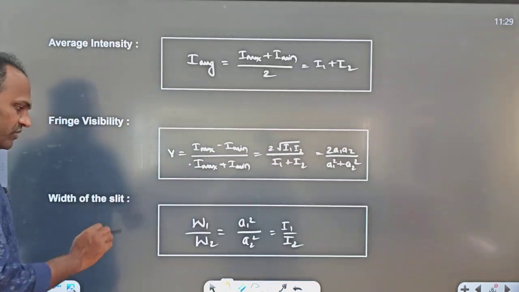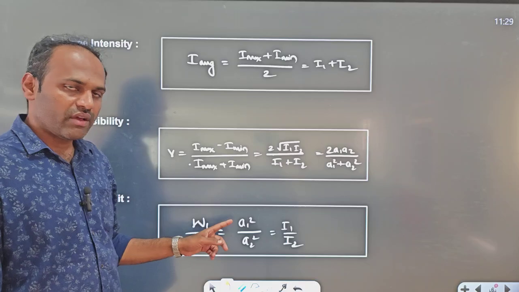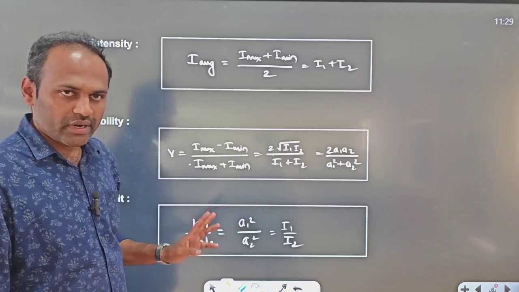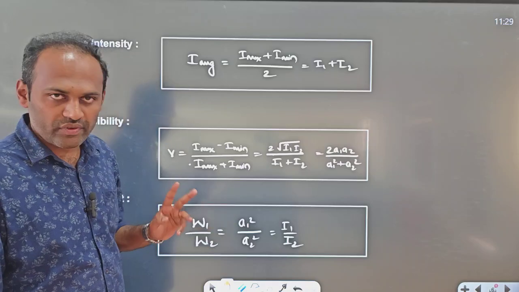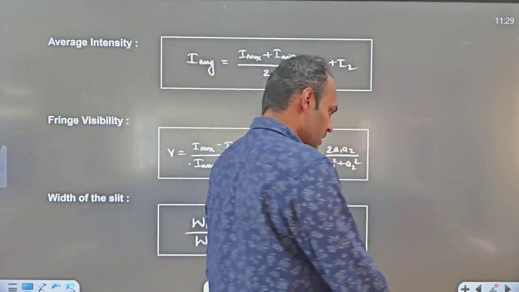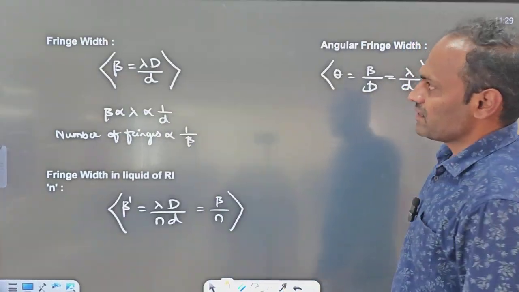Visibility. Next, width of the slit. W1 by W2 is equal to A1 square by A2 square, or I1 by I2. Ratio of width is the ratio of amplitude squared, which is the ratio of intensity. Remember the relations. Okay.